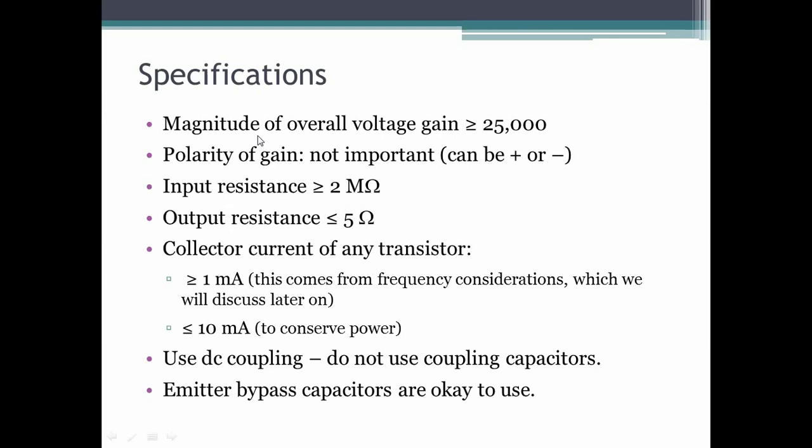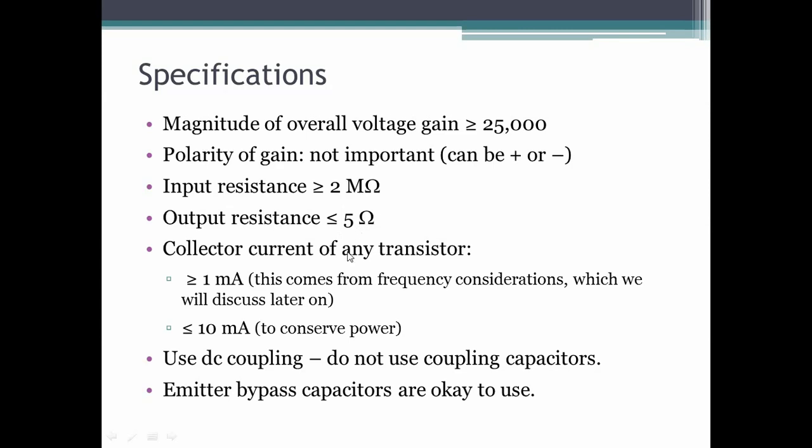The magnitude of the overall voltage gain should be greater than or equal to 25,000. The polarity of gain is not important. It can be plus or minus. That is the overall gain. The input resistance of this amplifier must be greater than or equal to 2 mega ohms. The output resistance must be less than or equal to 5 ohms.